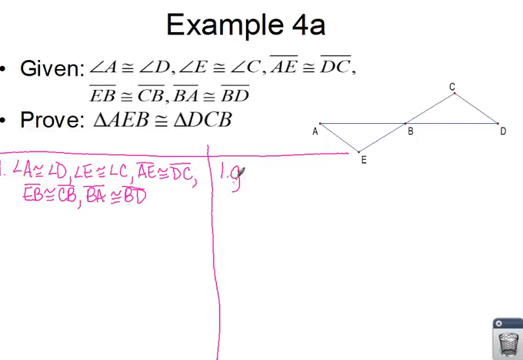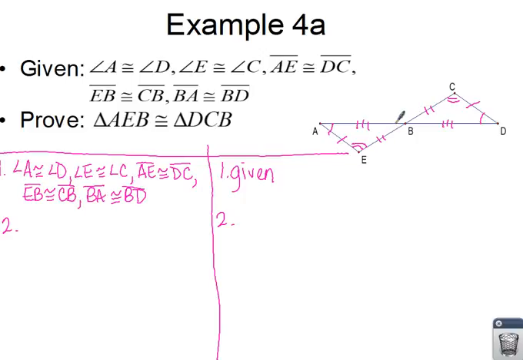Okay, so given. And then we'll go through and we'll mark our picture. So angle A congruent to angle D. Angle E is congruent to angle C. AE is congruent to CD. EB is congruent to CB, and then BA is congruent to BD. So right now your triangles have all three sides that are congruent, and they have two angles that are congruent. So we just need one more angle.